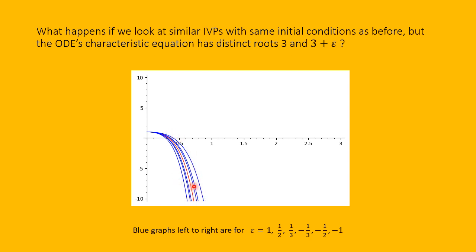If we look at this, it looks like we should be able to find out what the curve for the double root case is by approximating it with curves corresponding to distinct roots, where the distinct roots, 3 and 3 plus epsilon, get closer and closer to a double root by letting epsilon go to 0. And that's what we're going to do on the slides that are coming up.